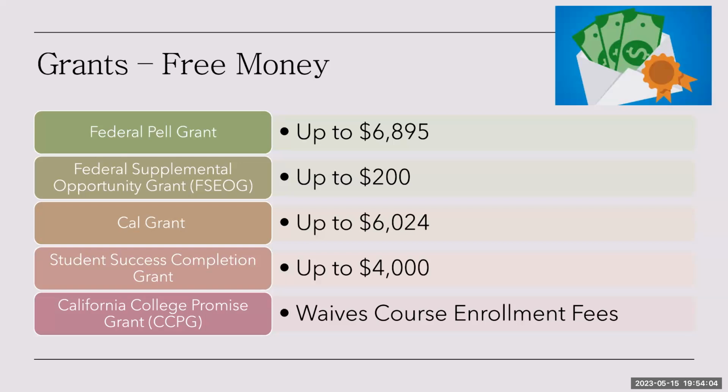There's also the Student Success Completion Grant. For those of you that are going to be full-time students, that means 12 units or more, and are eligible for Cal Grant, you could also be receiving a Student Success Completion Grant to help you fund your education and make sure that you can be a full-time student. And lastly, those of you at community college here at Mount SAC could also qualify for the California College Promise Grant, which waives course enrollment fees. That means that you wouldn't be paying anything out of pocket for tuition and some of the mandatory fees.